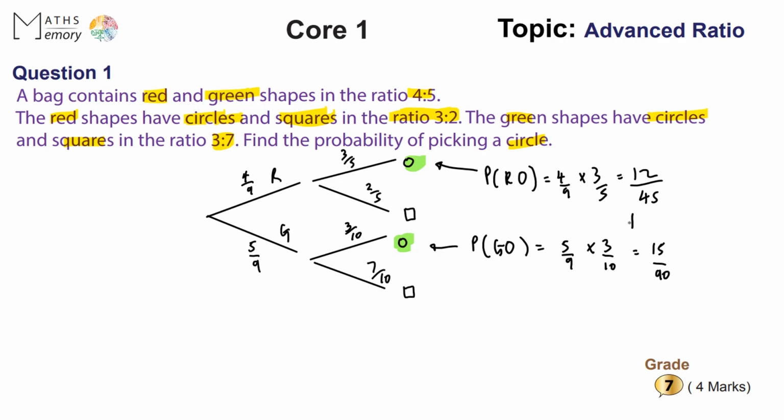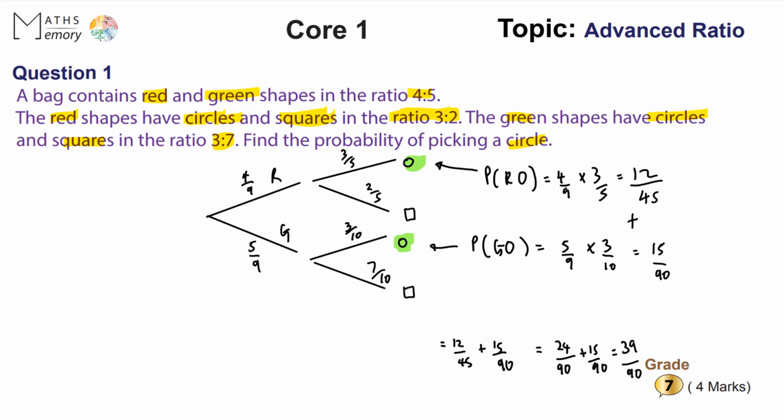What does or mean, or either? It means to add. We're going to add 12/45, not calculated by the way, plus 15/90. Let's multiply this by 2. So this is the same thing as saying 24/90, plus 15/90. The answer is 24 plus 15, which gives us 39/90. That would be the probability of picking a circle.